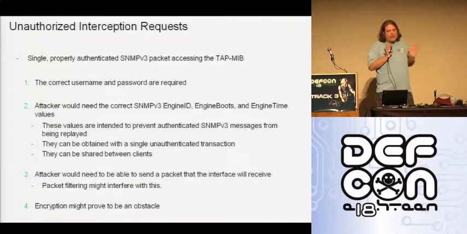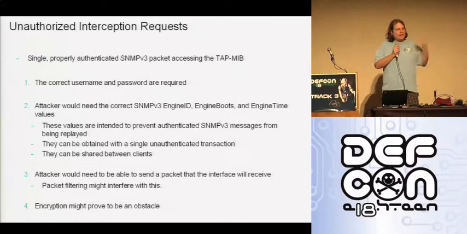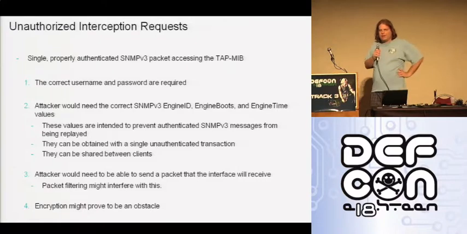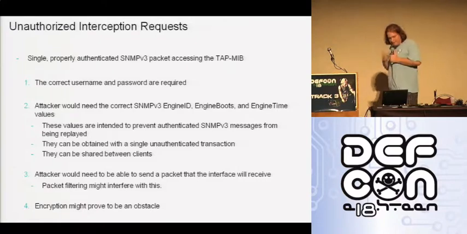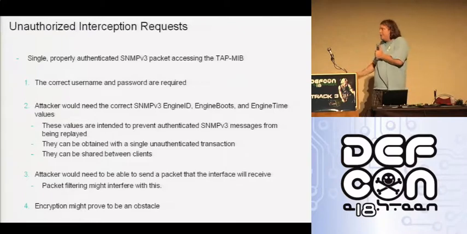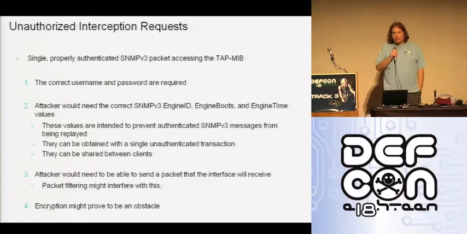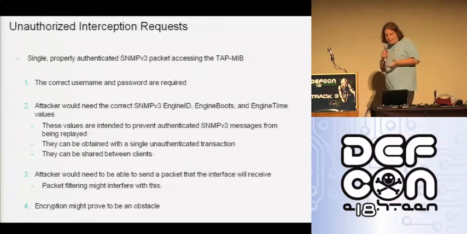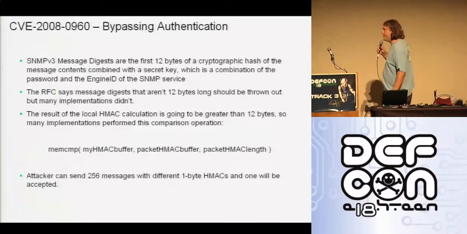You can get them from the router as long as you can talk SNMP to it. You don't need a username and a password to get them. It will hand them out to anybody who asks. And they can be shared between different people. So if you ask for it, you can hand it to Bob and he can use it. So it doesn't matter what source address you're coming from. The attacker would need to be able to interact with the interface, at least to send a packet that the interface will receive. So packet filters could play a role here, and I'll talk about that too. Obviously, because it's a single UDP packet, it can be spoofed, but there are caveats to that. Also, encryption might prove to be an obstacle, and I emphasize might.